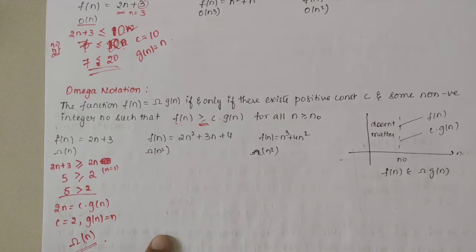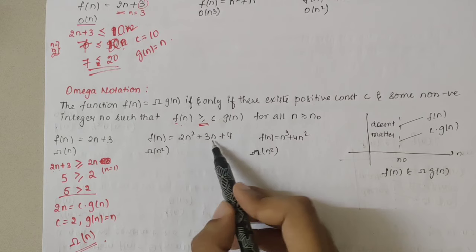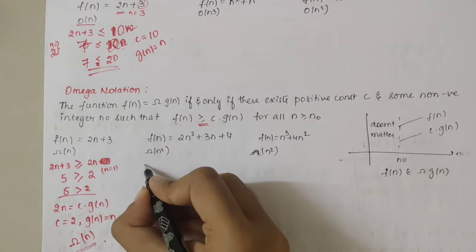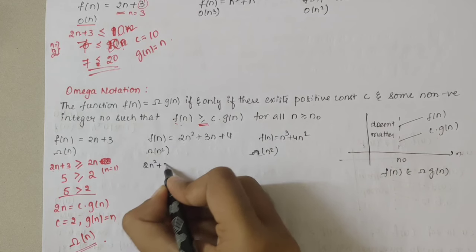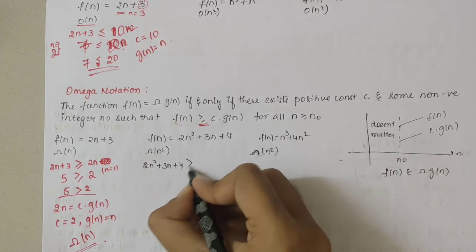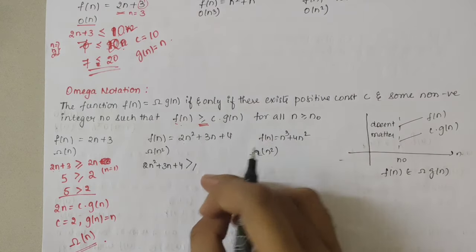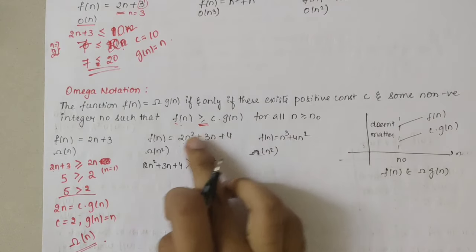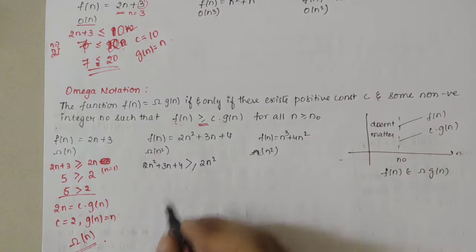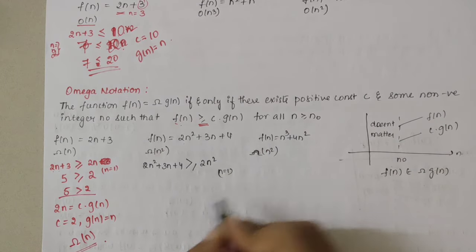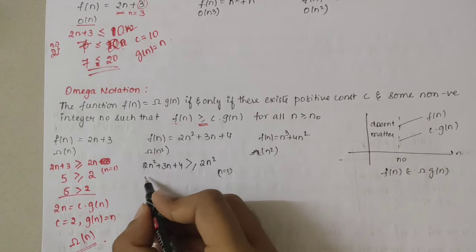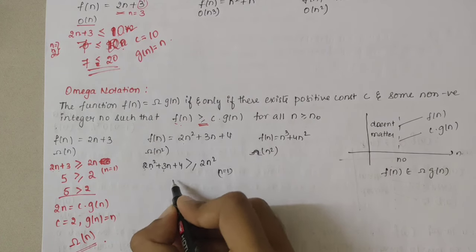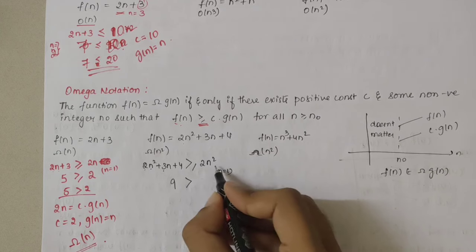Coming to this question, I have 2n square plus 3n plus 4. I have to prove it as omega of n square. Let me write the f of n value as it is, 2n square plus 3n plus 4. This has to be greater than or equal to whatever on the n square side here. So I'll write 2n square and neglect all this. Now I'll take n value as 1. Let me see, 2 into n square, 1 square, 2 plus 3 plus 4, 4 plus 3, 9. Here I have 9 greater than 2 into n square.